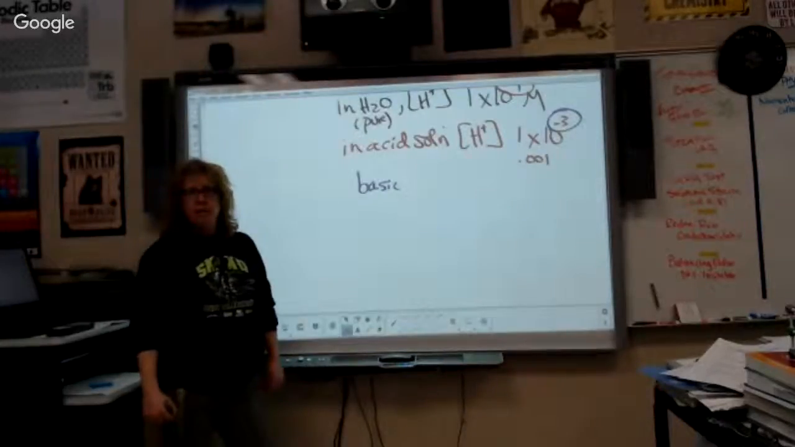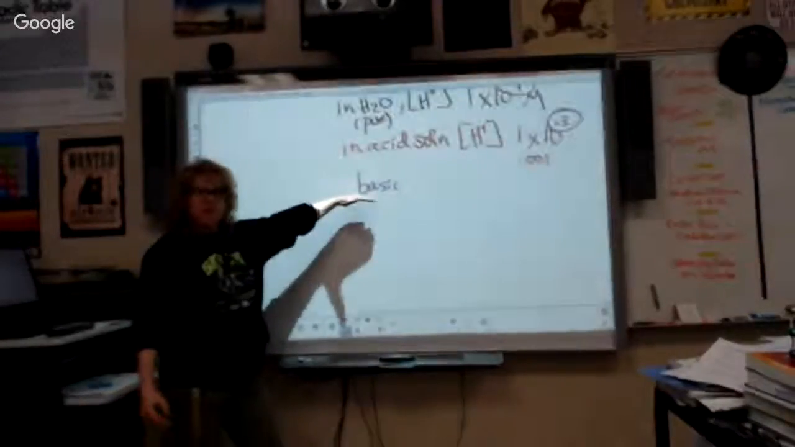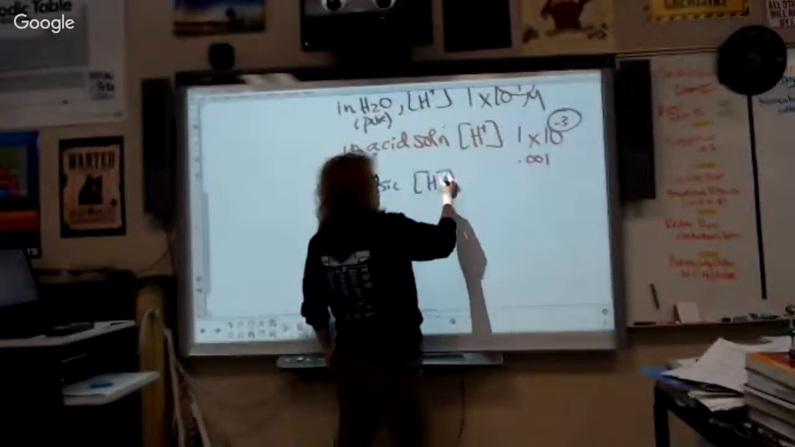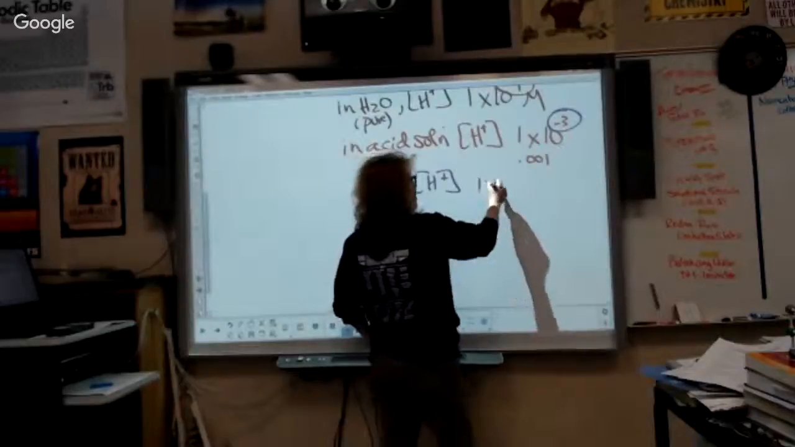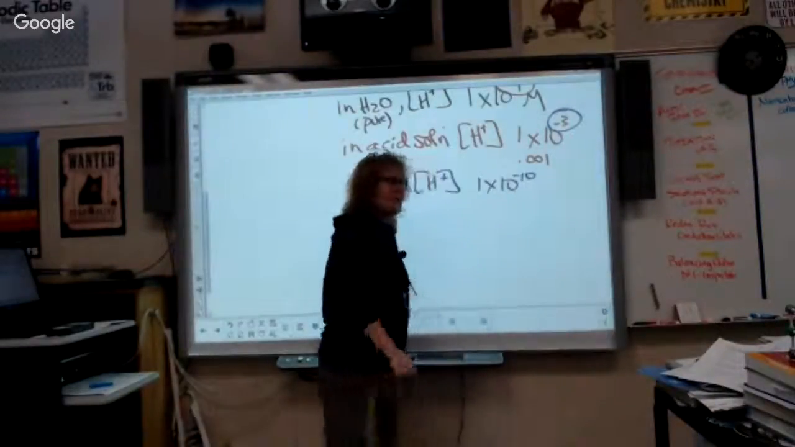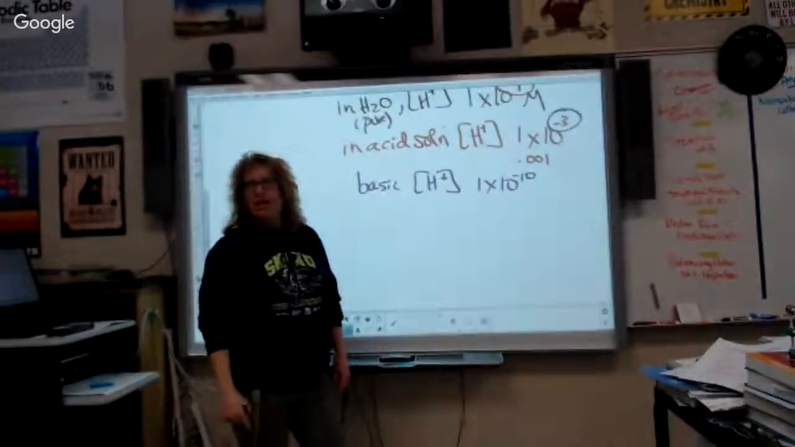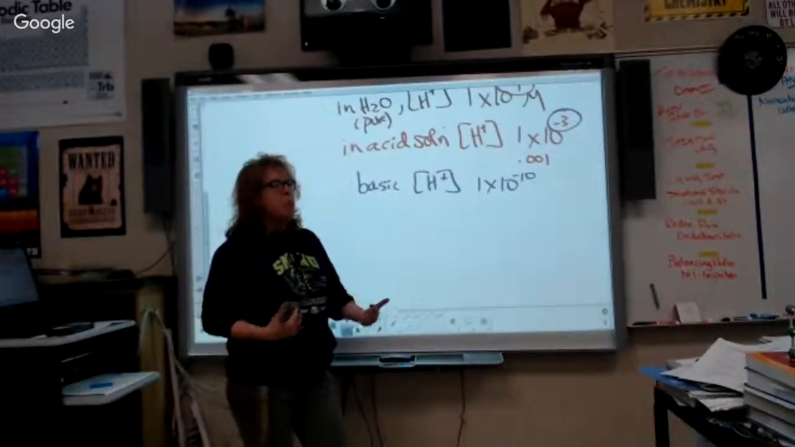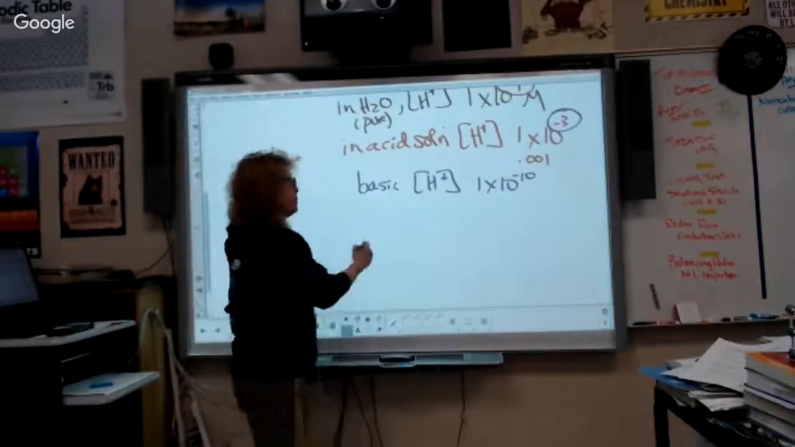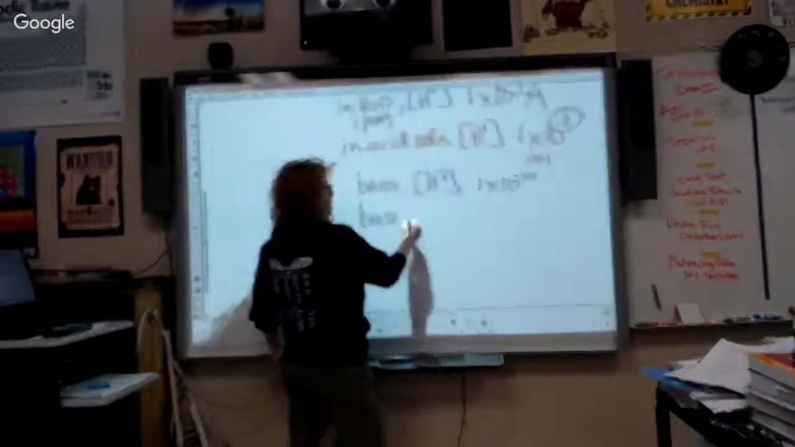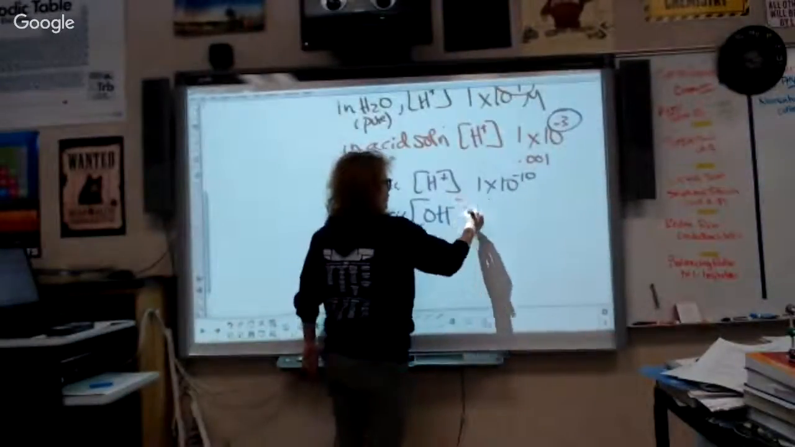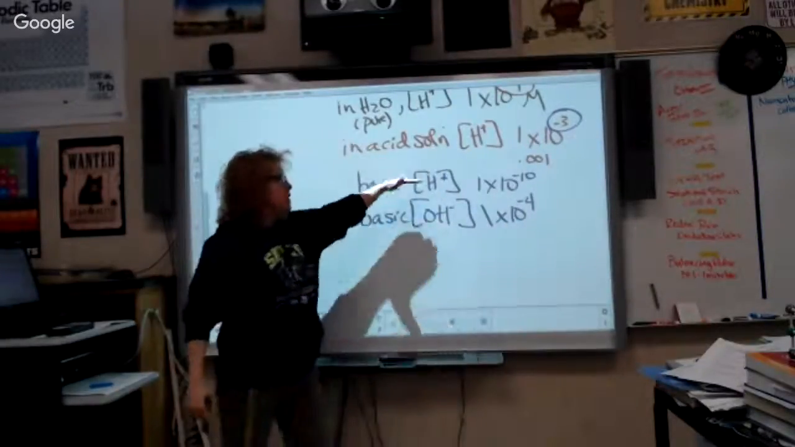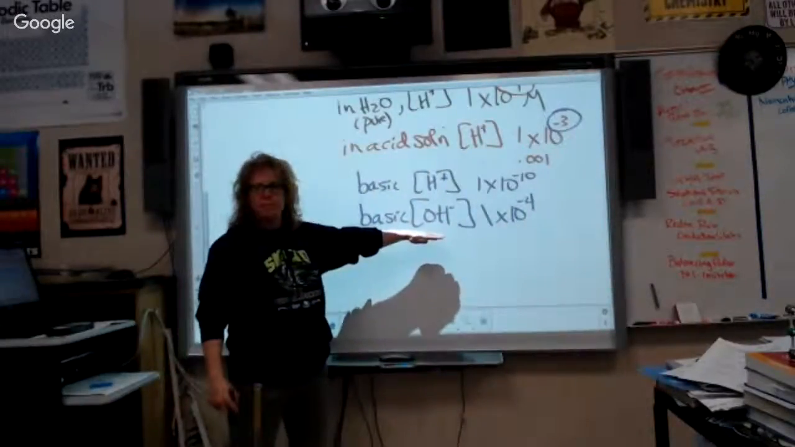Approaching none. Basic solutions have hydroxides, not hydrogens. So these things have really small versions of this, like 1 times 10 to the minus 10th. And the pH of that is 10. So what sometimes is more valuable for basic solutions would be to know the other side of it.